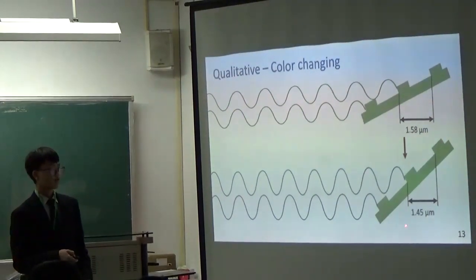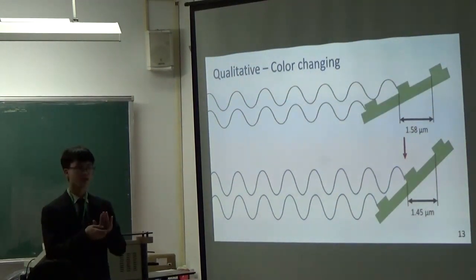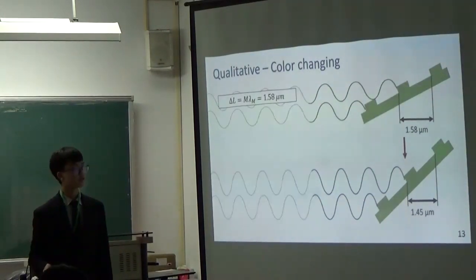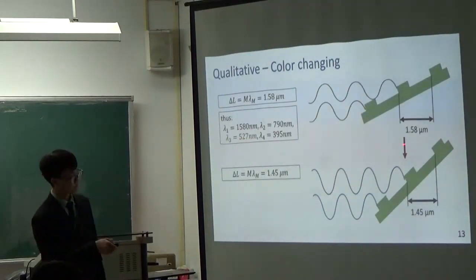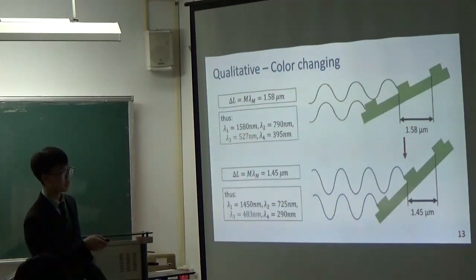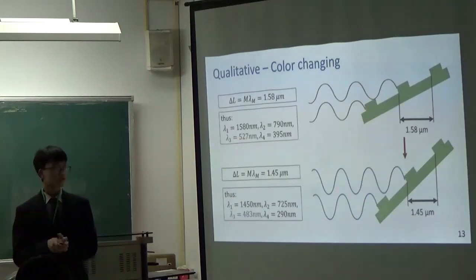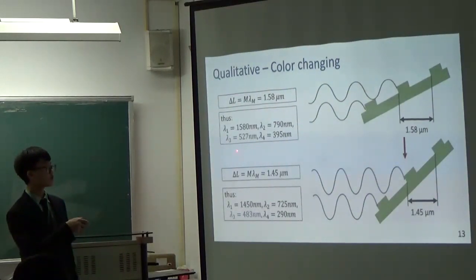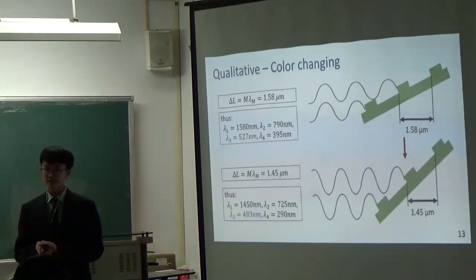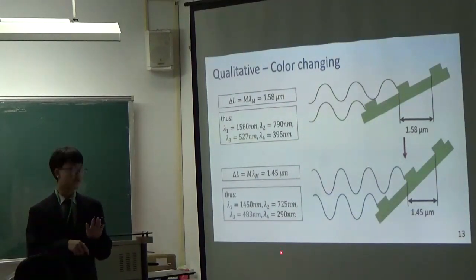When we start to increase the tilting angle of the disc, the color of the light will change. This is because the linear distance between these pitches decreases, so that we can find that the original length is 527 nanometers. It will decrease into 483 nanometers. We can find that as the tilting angle increases, the wavelength will decrease.